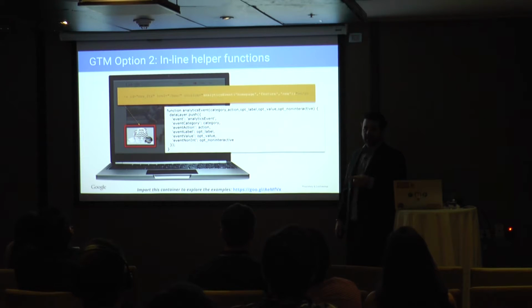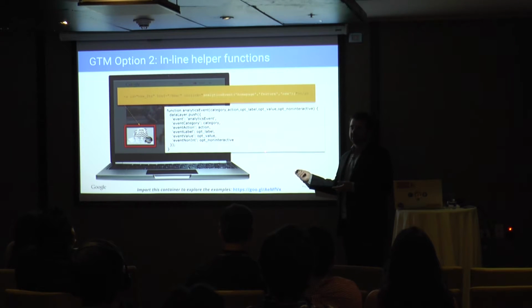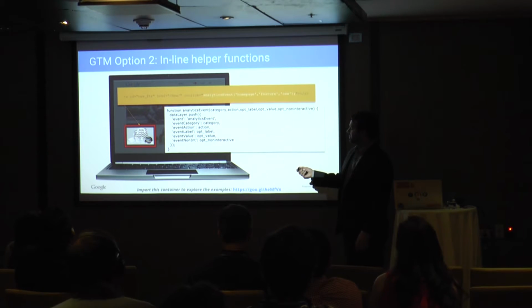So the first way is using a helper function. A helper function is a function that you would implement on your site. You could implement it using Google Tag Manager and a custom HTML tag. And this one is called Analytics Event.